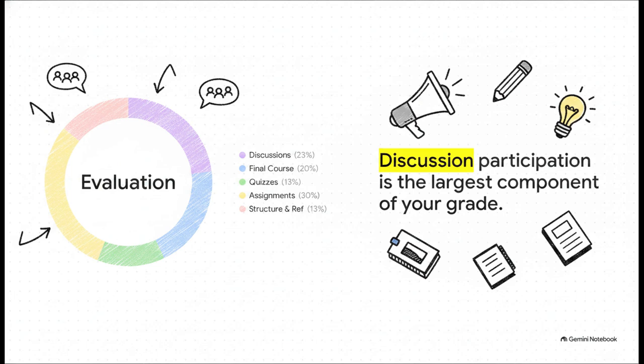And there's something really interesting about the course evaluation breakdown here. Listen to this. Discussion participation makes up 23.3% of your total grade. That is actually a heavier weight than your massive final course and presentation, which sits at 20%. The major assignments total 30%, structure and reflection take up 13.4%, and quizzes are 13.3%. But the big takeaway? Consistent, high-quality participation in those weekly discussions is the single largest component of your grade. So whatever you do, do not sleep on the discussion boards.